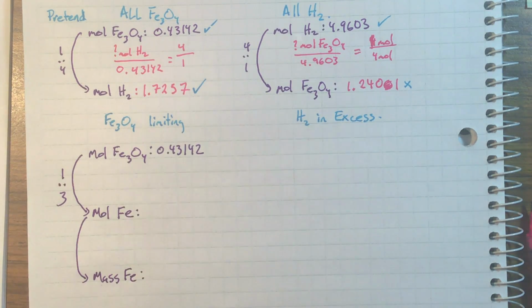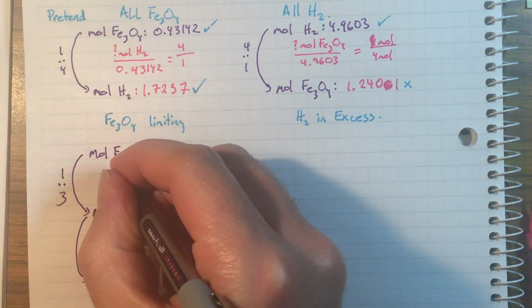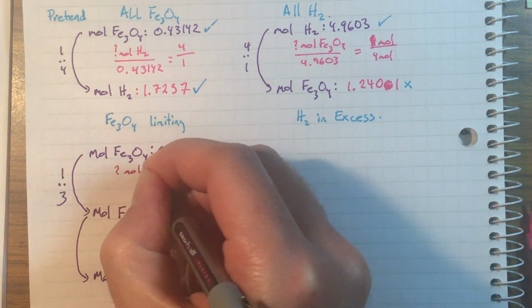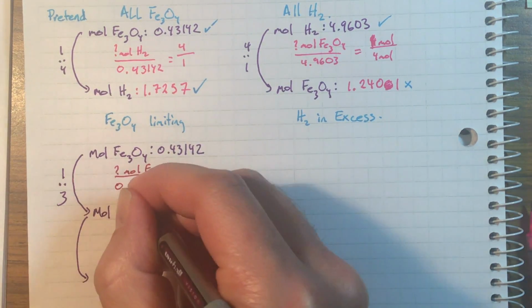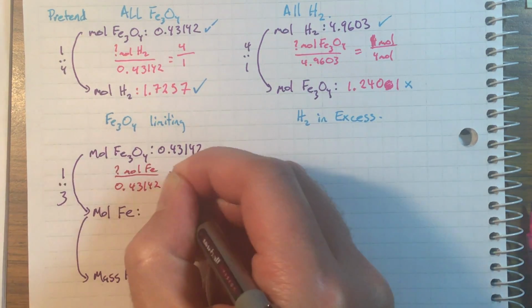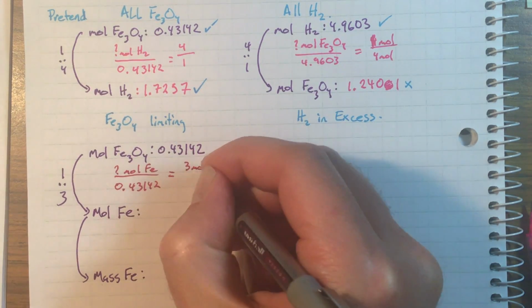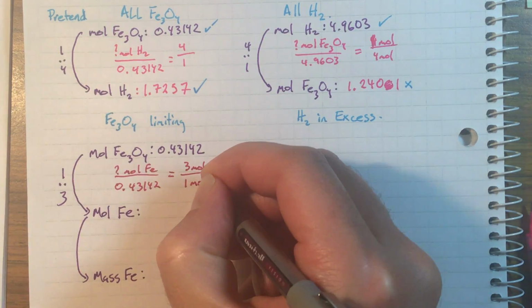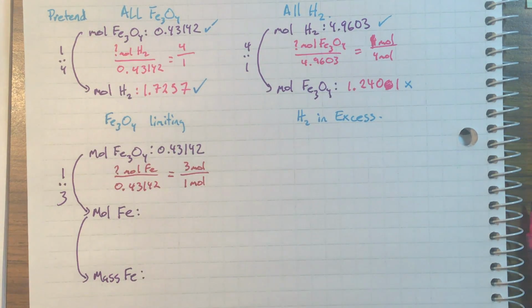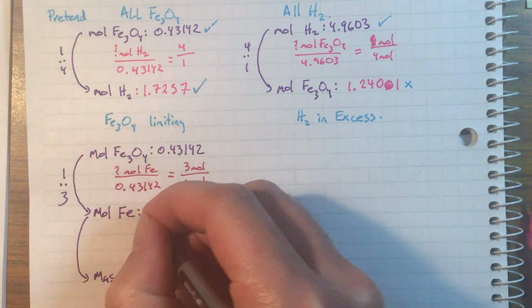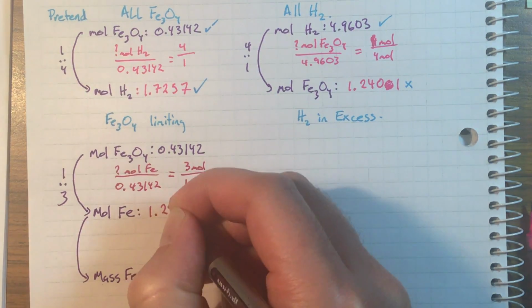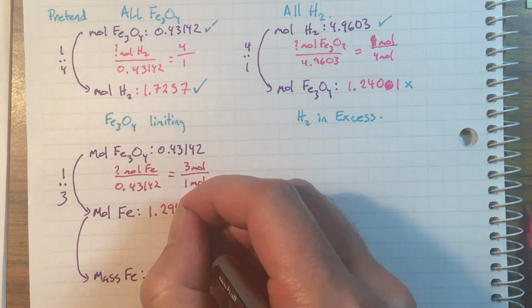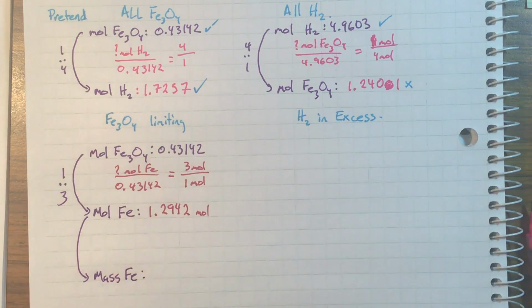All right, so let's do our first step. How many moles of Fe for 0.43142, if I've got 3 moles of Fe for every 1 mole of Fe3O4? So I do my 0.43142 times 3, and we're going to have 1.2942 moles of Fe. Right? It's just 3 times this amount.